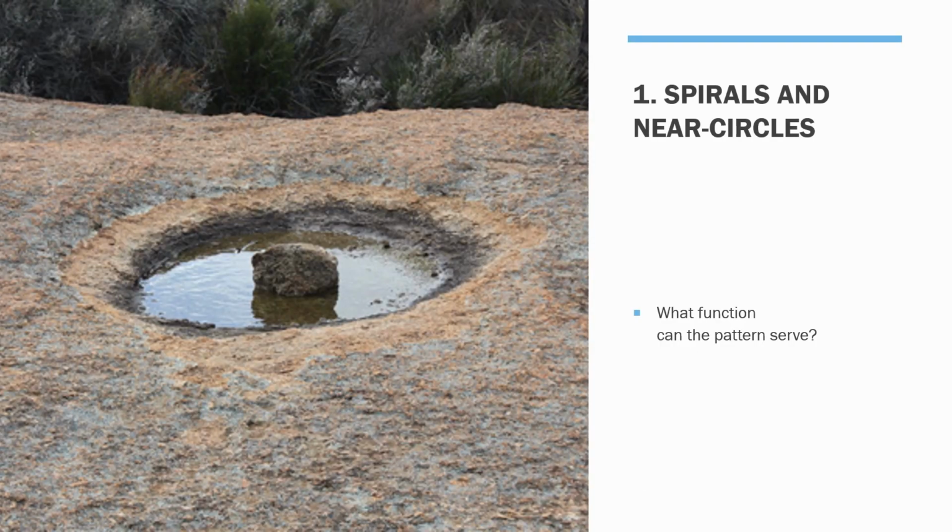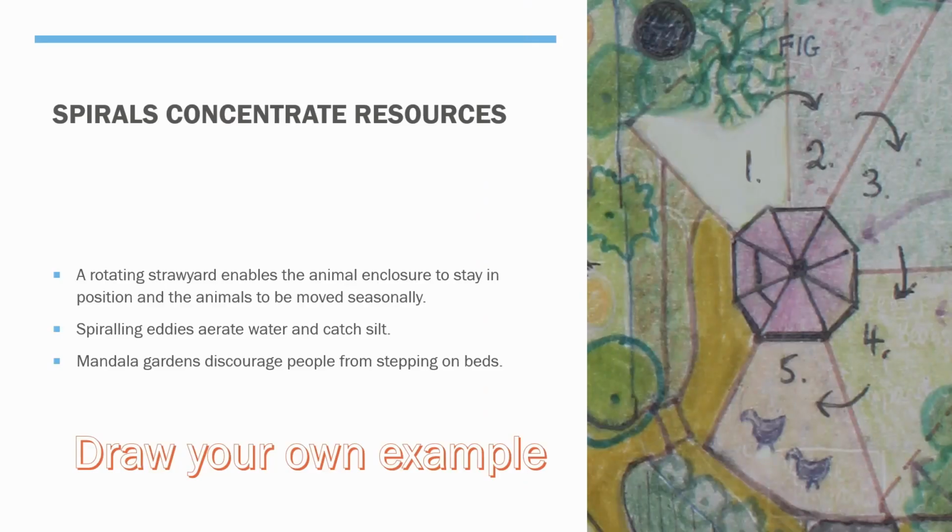Here we see a type of spiral where the rock is sitting in a pool. And wind and rain buffet the rock and it moves around and gouges out that pond shape. Here's an example of a spiral used in a permaculture design.